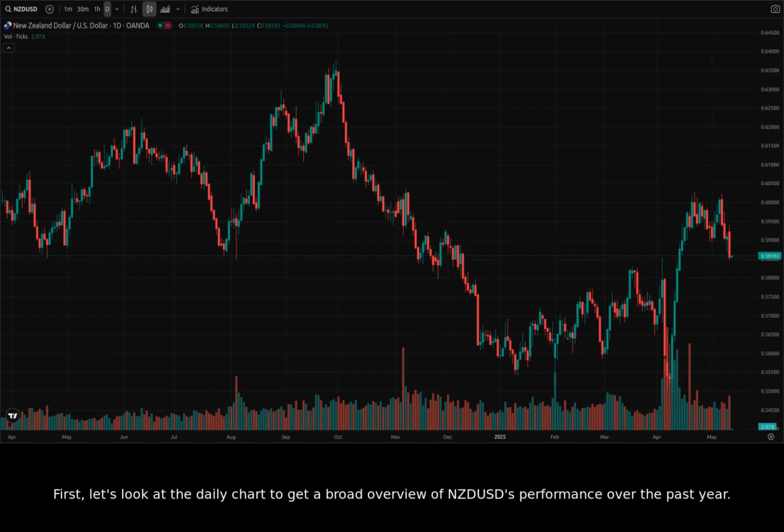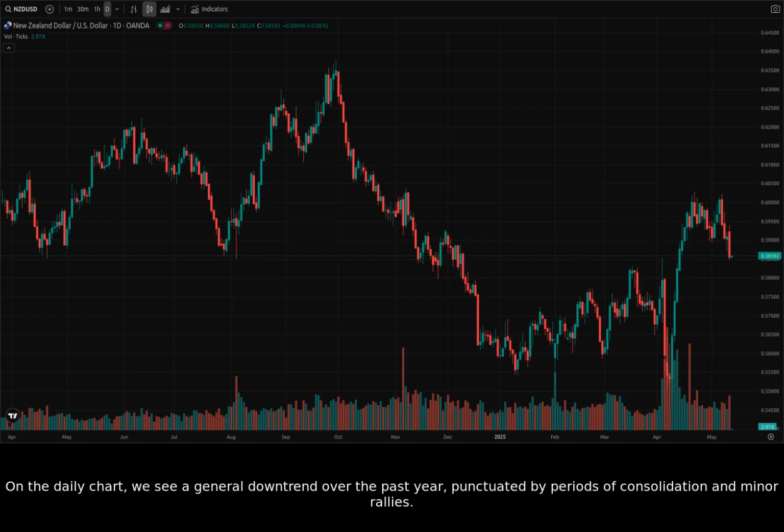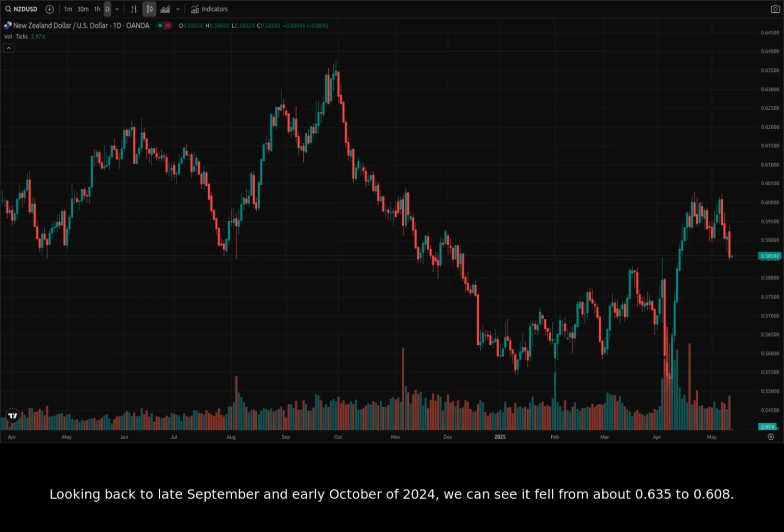First, let's look at the daily chart to get a broad overview of NZDUSD's performance over the past year. On the daily chart, we see a general downtrend over the past year, punctuated by periods of consolidation and minor rallies. Looking back to late September and early October of 2024, we can see it fell from about 0.635 to 0.608. We see a support level forming around 0.590 and a potential resistance around 0.605.